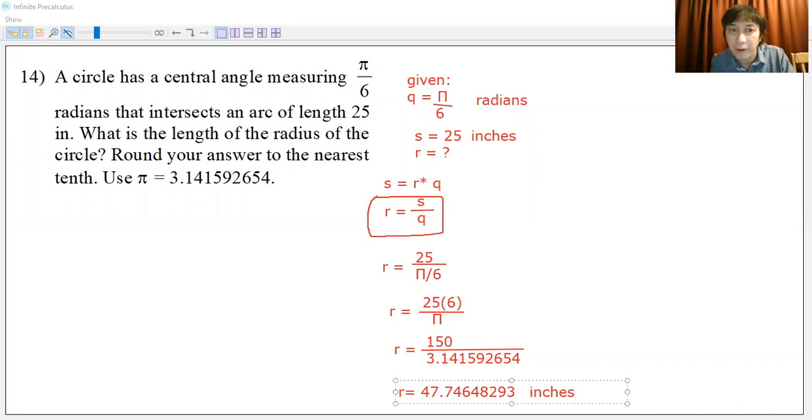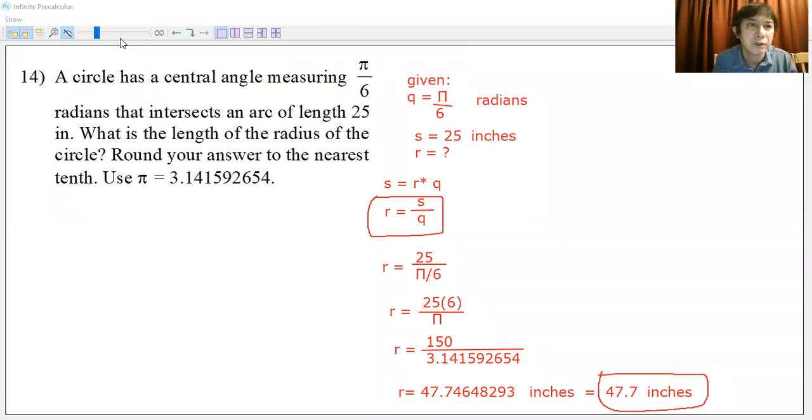Now we're asked to round our answer to the nearest tenth. So 47.74648293. The number after the 7 is 0.74. So the 4 will not affect the 7, so this will remain 47.7. And the unit is, of course, inches. And that's our final answer over there. It's 47.7 inches. Okay, this goes to our number 14.